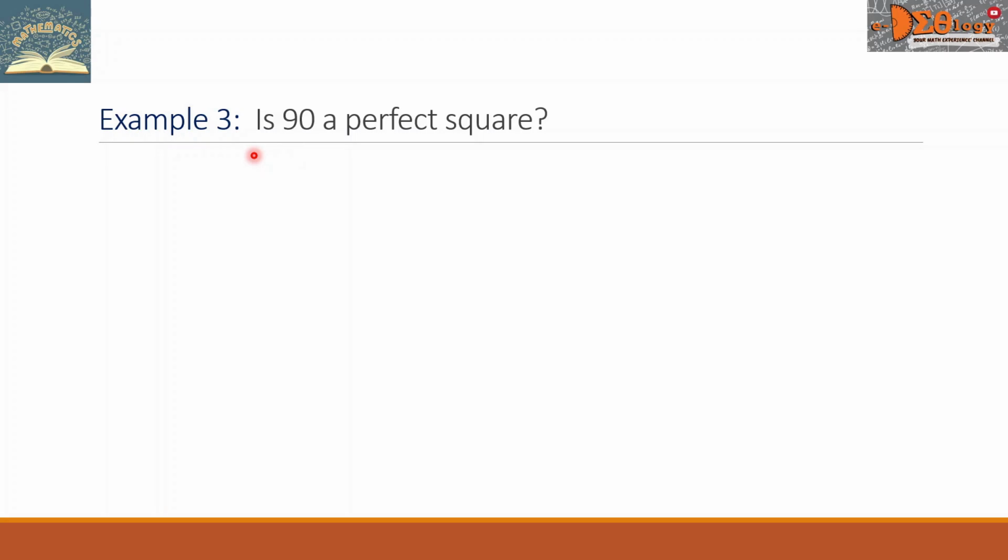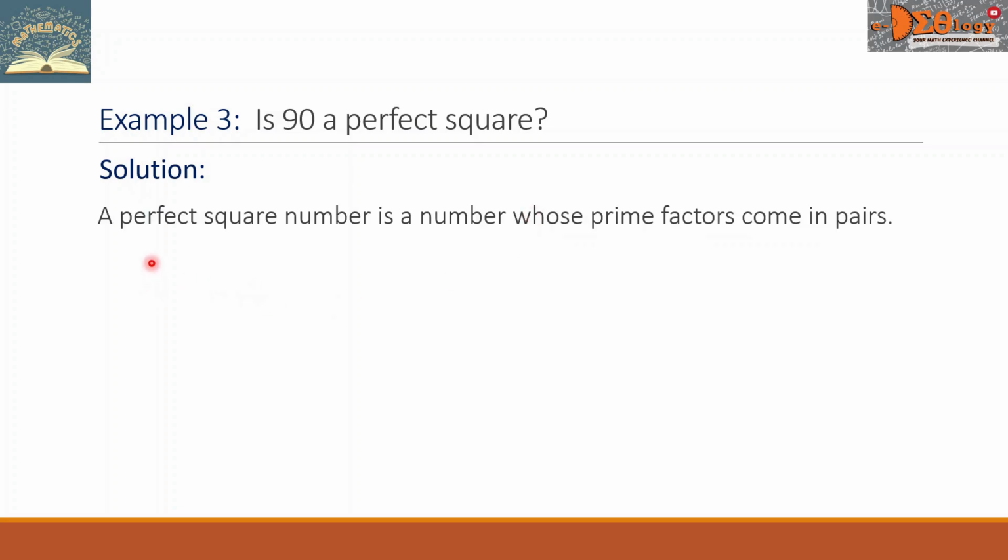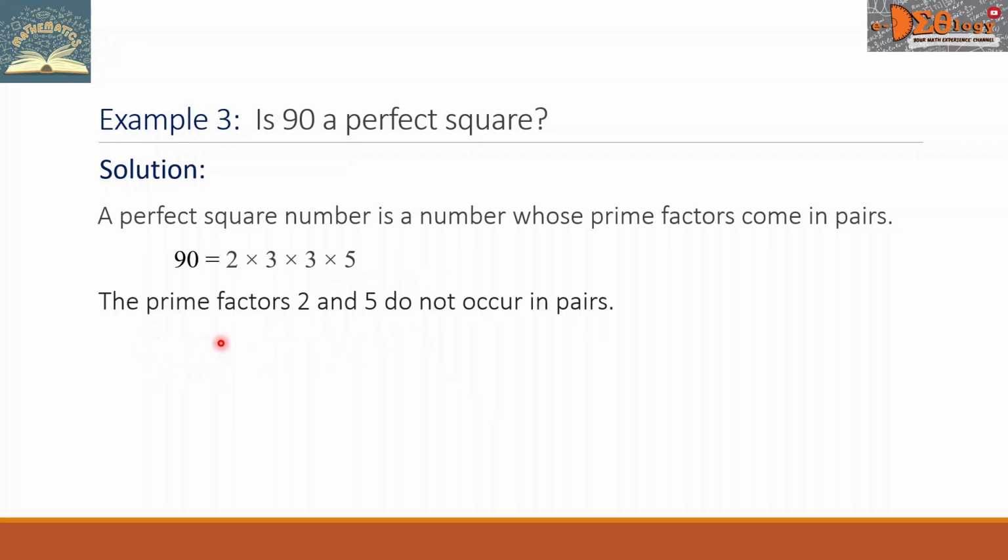Example 3. Is the number 90 a perfect square? Note that a perfect square number is a number whose prime factors come in pairs. So the number 90, the prime factorization is 2 times 3 times 3 times 5. Notice that the prime factors 2 and 5 do not occur in pairs. Therefore, 90 is not a perfect square.